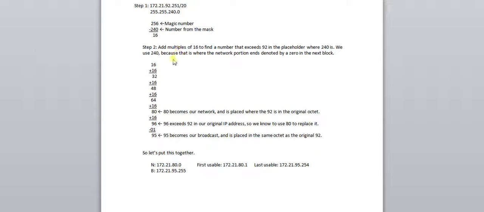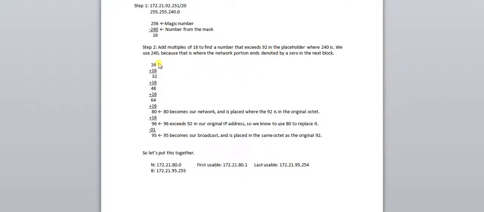In step 2, we're going to add multiples of 16 to find a number that exceeds 92 in the placeholder where 240 is. We use 240 because that is where the network portion ends, denoted by a 0 in the next block. There will be some problems where your number will be equal to the number that you're trying to find, and it will either exceed or be equal to 92 in the placeholder.